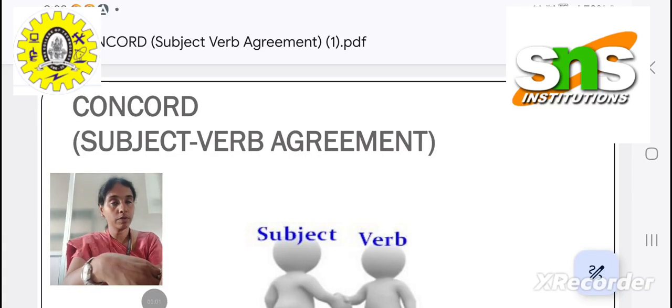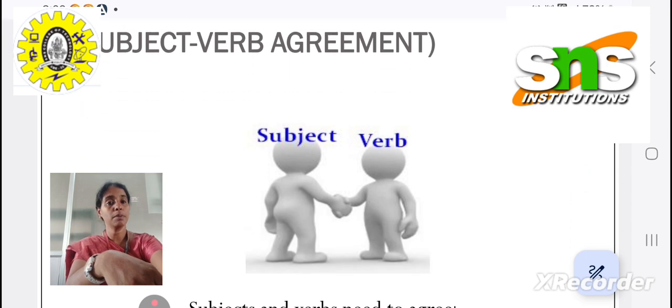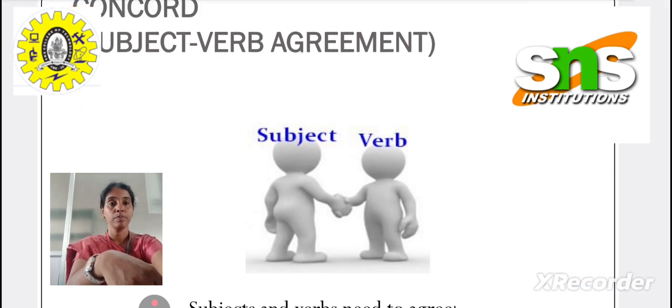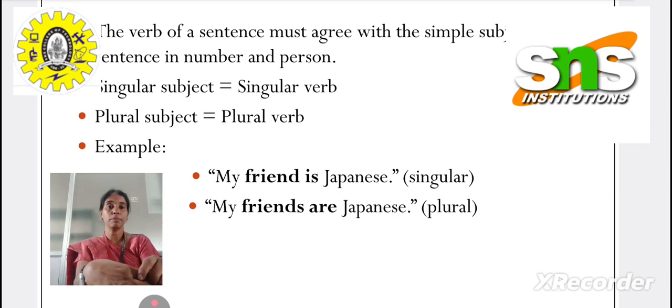So today I'm here with another topic, subject-verb agreement. Subject-verb agreement, otherwise called subject-verb concord, is nothing but a simple rule in English grammar. It is a simple rule that you have between the subject and the verb in a sentence. The subject and the verb in a sentence should agree in number and person. That is the basic rule of subject-verb agreement.